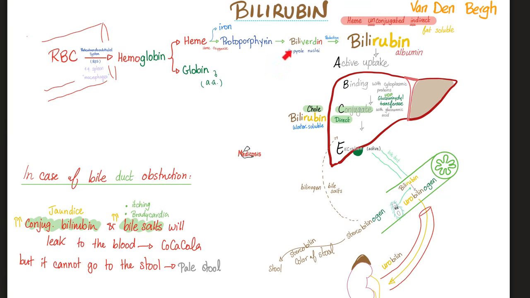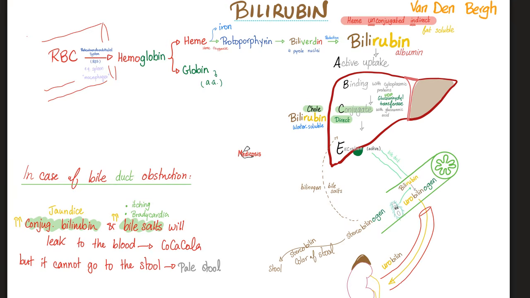If you ever do fresh dissection on a cadaver, you will see that the bile duct, the biliary tree, and the duodenum are stained green. Where did they get the green from? From biliverdin. Verd means green in French. This biliverdin will be reduced into bilirubin. This bilirubin came from the heme, so we call it heme bilirubin.